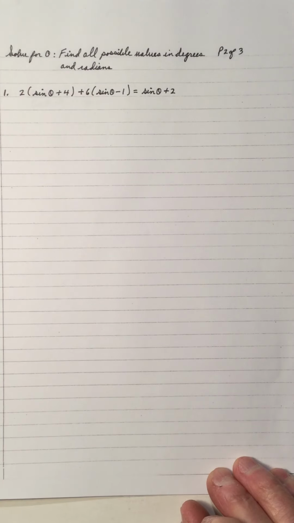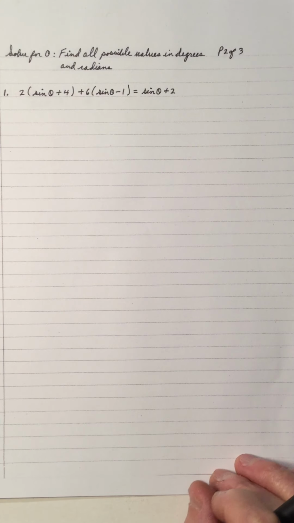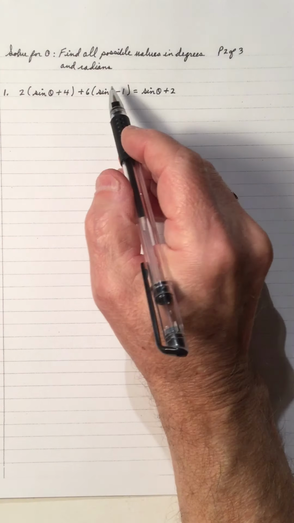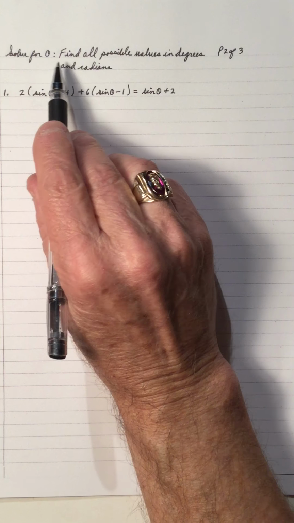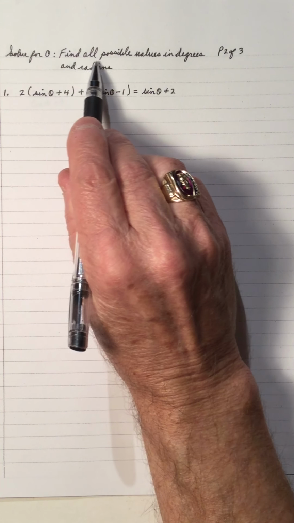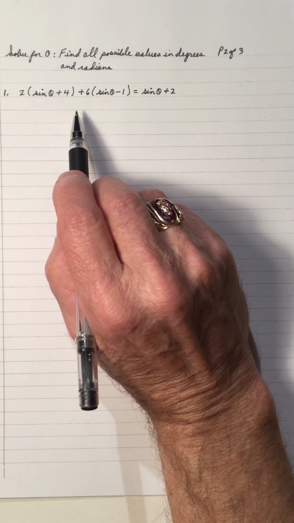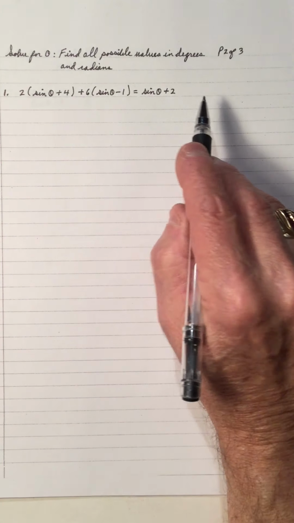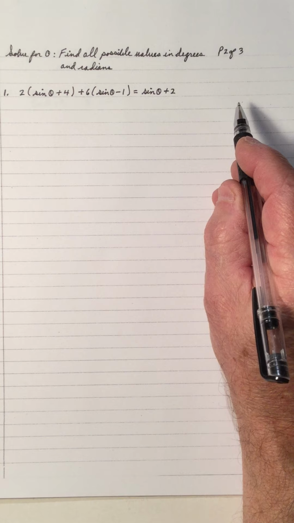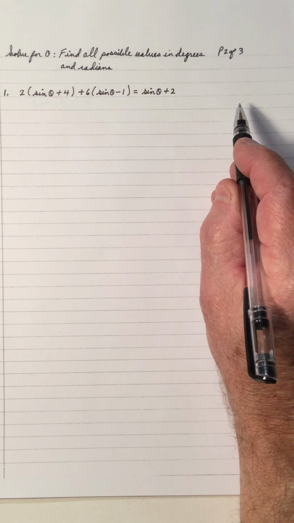Hi, welcome to my video on solving trig equations, and this video is on linear number 3. Again, the videos are different, even though they're linear. In this one, we're going to solve for theta. We're going to find all possible values of theta in degrees and radians. So let's do number 1. Again, you can pause the video before I do it to see if you can work it out.